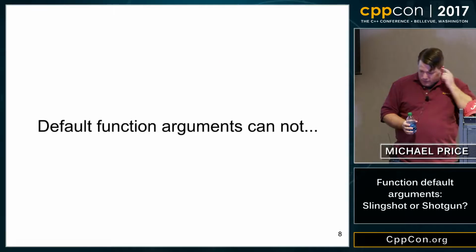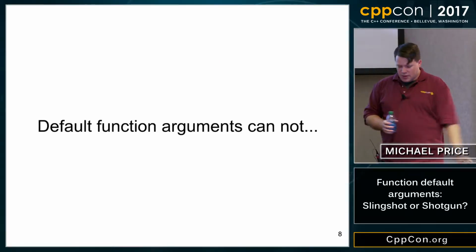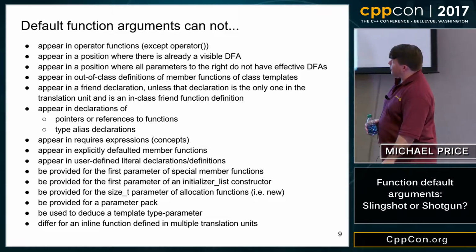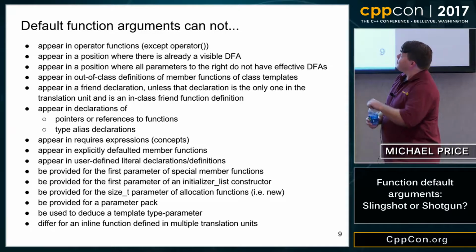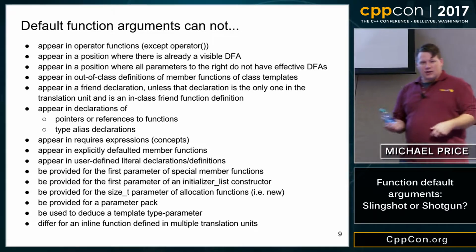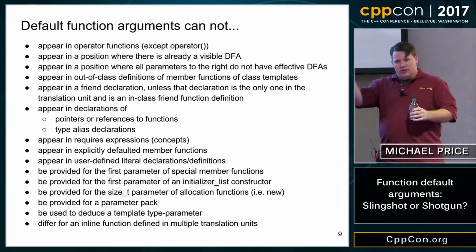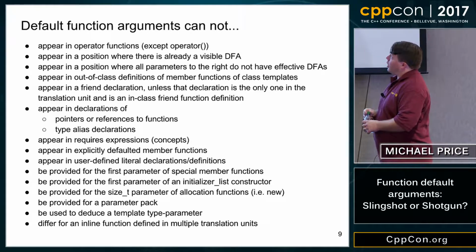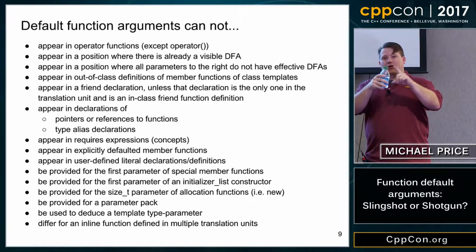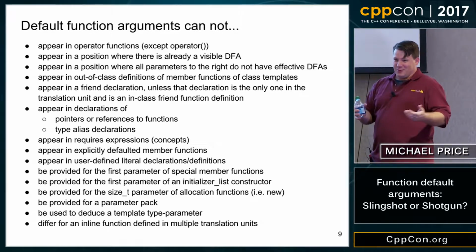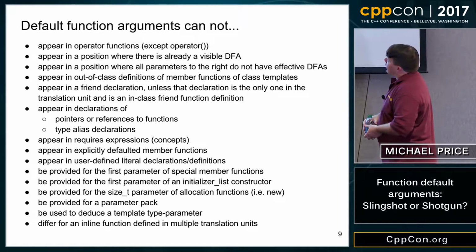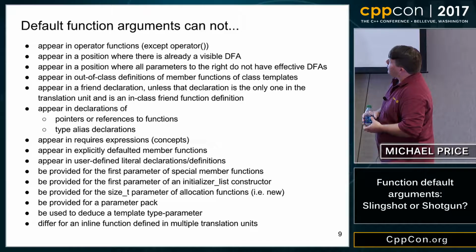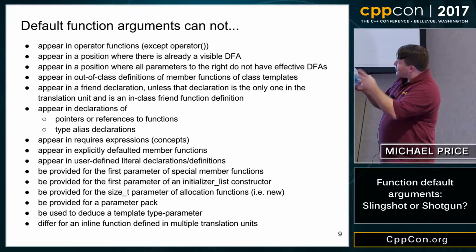Okay, but there are some restrictions. Default function arguments cannot do all of these things. You can't put them in operator functions, like operator plus. You can't put a default argument on the parameter there, unless it's operator call, parens, because that makes sense. It's a parens, you're calling it. You also can't collide with things. They can't appear in friend declarations except with some exceptions.